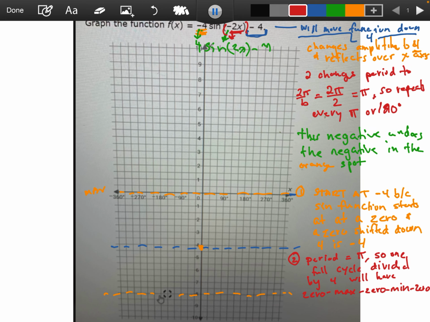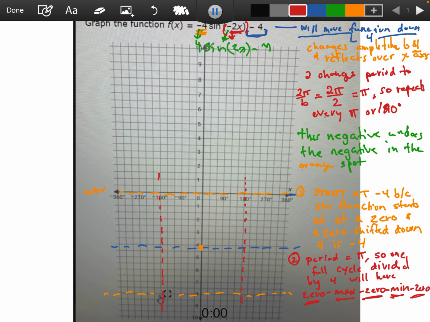So by the time it gets to 180, the sine function starts at a 0, goes to a max, goes back to the 0, goes to a min and a 0. And it's going to do all of that by the time it gets to 180 degrees, or if we want to work backwards, negative 180 degrees.